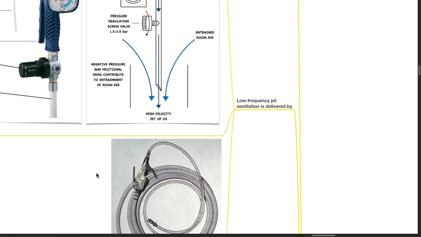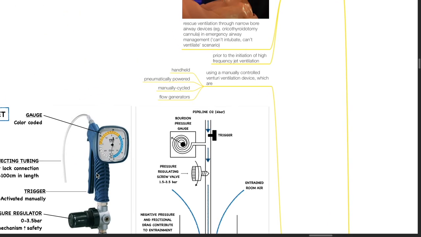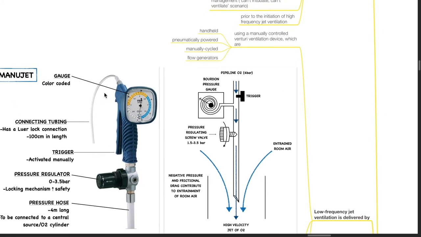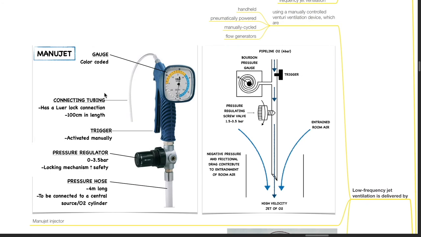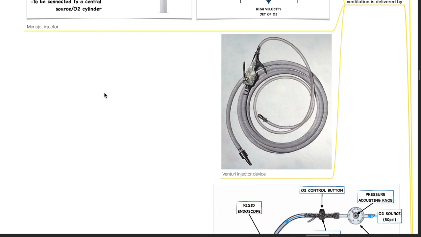Low-frequency jet ventilation is delivered using a manually controlled venturi ventilation device, which are handheld, pneumatically powered, manually cycled flow generators, such as the ManuJet injector and Sanders injector.